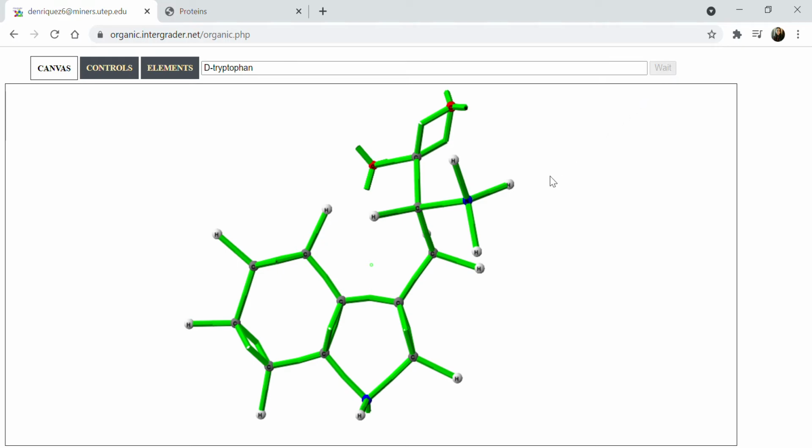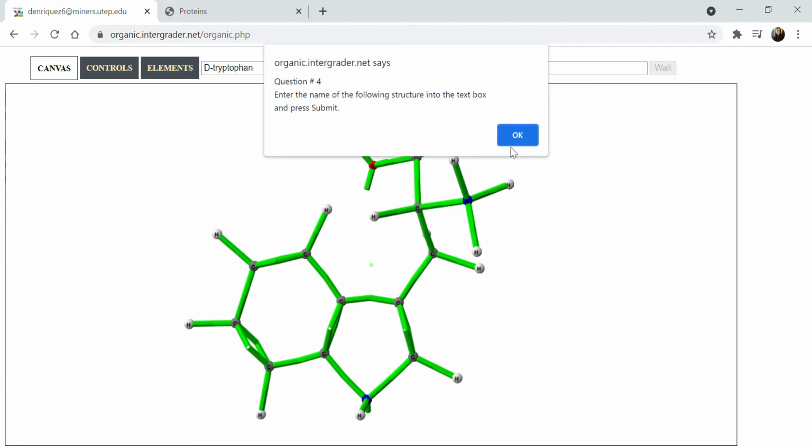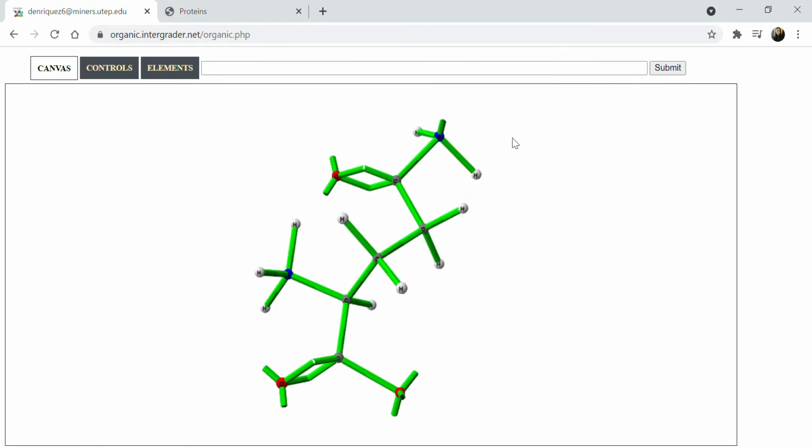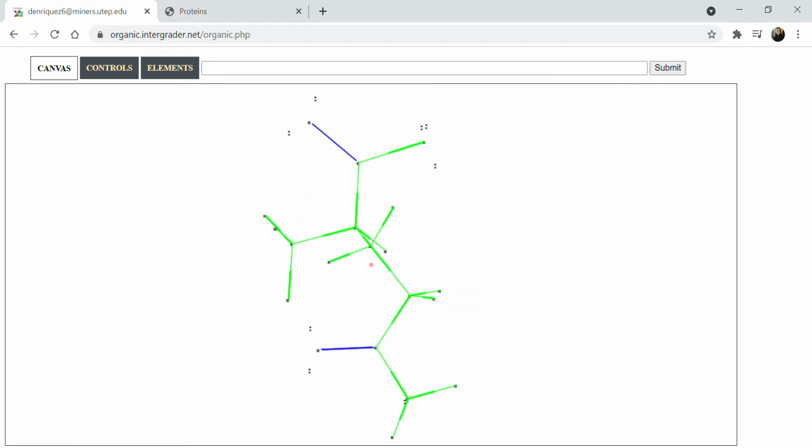Let's try it out. Awesome. Okay, I'm going to turn around this way.